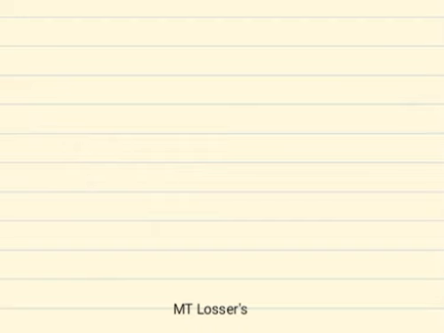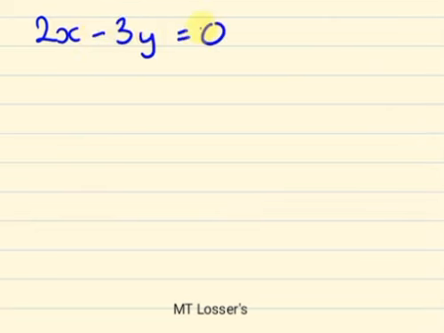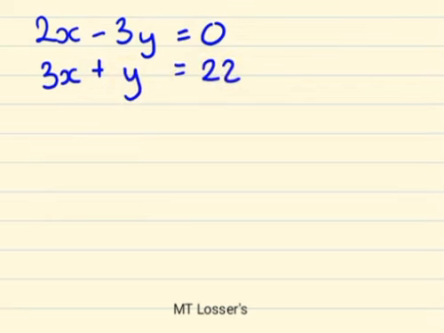Okay, so the equation I'm going to put up now is this one. 2x take away 3y equals 0. That's going to be equation 1. And then 3x plus y equals 22. So try to give it a go.